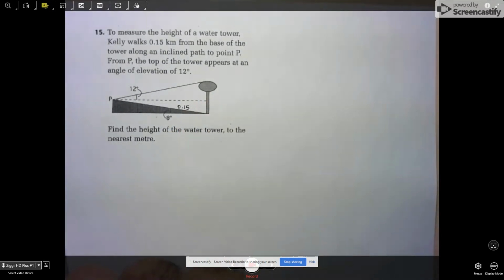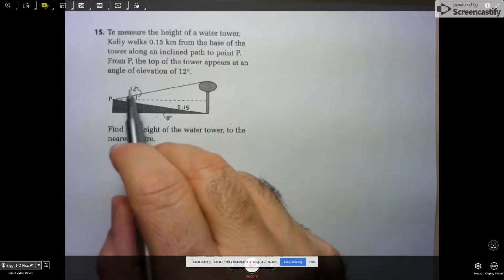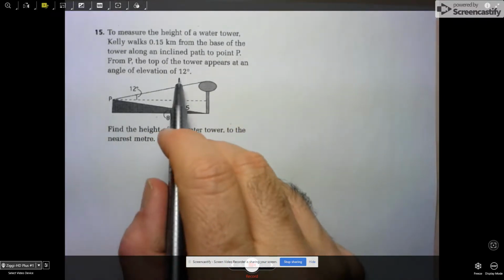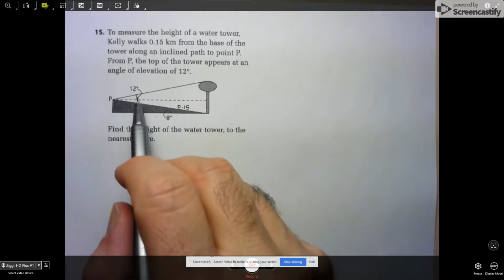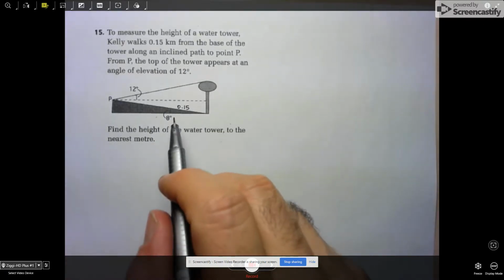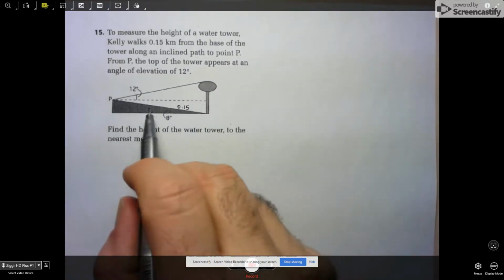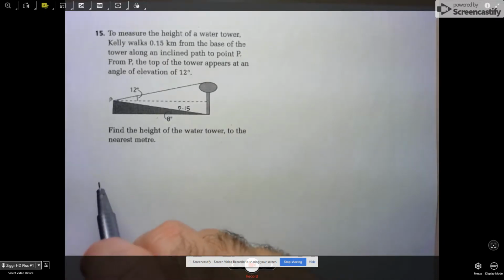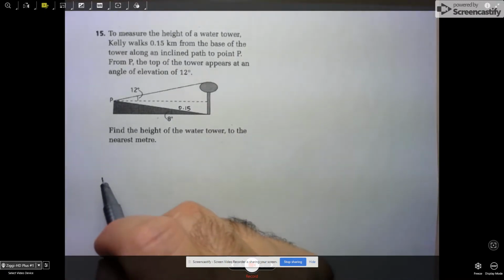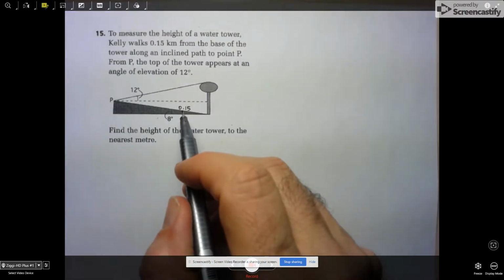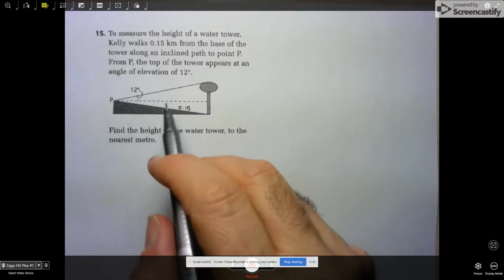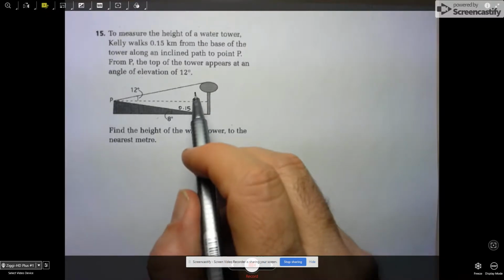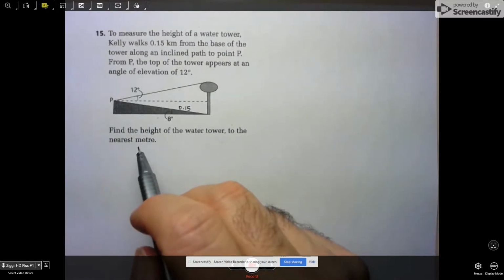Then they tell us that the tower from point P appears to have an angle of elevation of 12 degrees. So there's the 12 degrees. And they also gave us the incline that she's walking along, so 8 degrees there. And it says find the height of the water tower to the nearest meter. All right, so here I do have a side length, and I've got a bunch of angles. I don't have the angle opposite to it. But let me see if I can figure some of this stuff out.